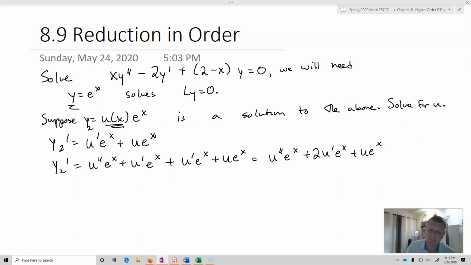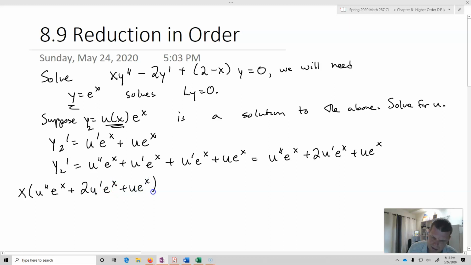And now we're just going to plug it back into our differential equation. So we're going to say, okay, x times u double prime e to the x plus 2u prime e to the x plus u e to the x, minus 2 times u prime e to the x plus u e to the x, plus 2 minus x times u e to the x equals 0.